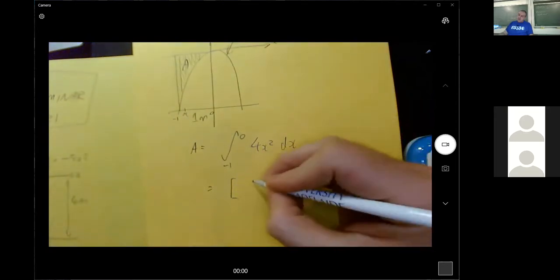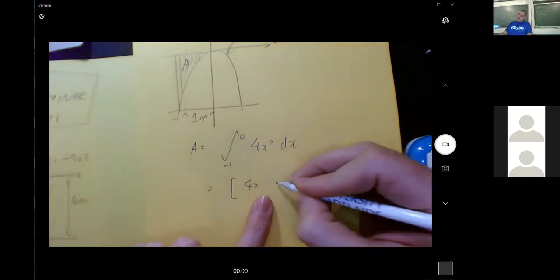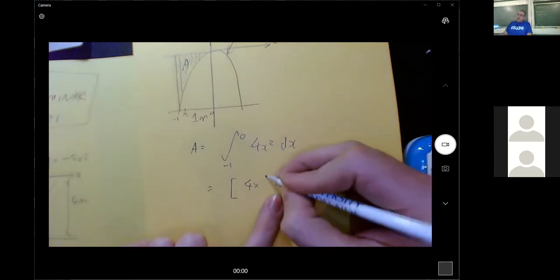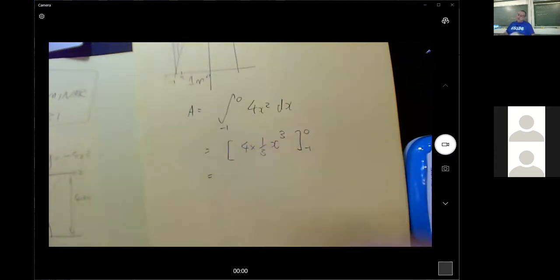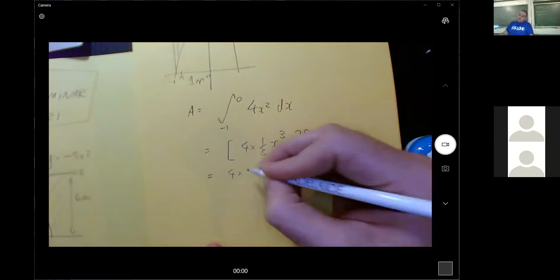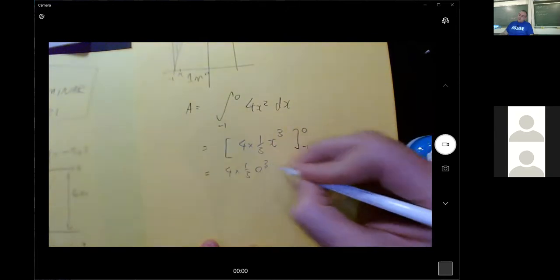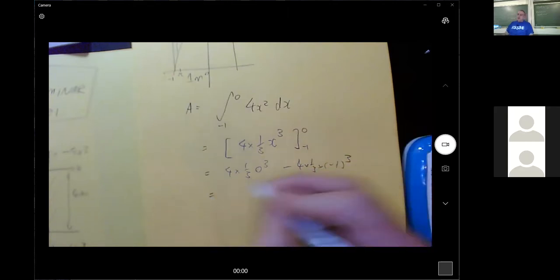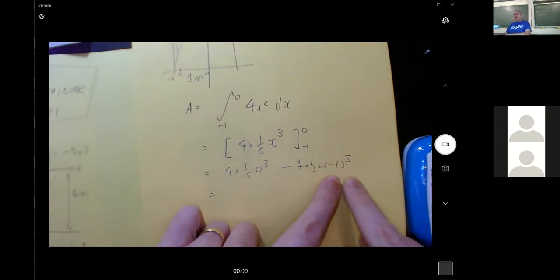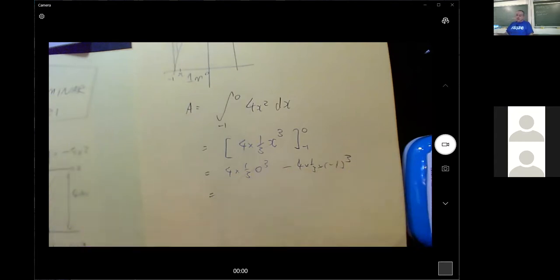And so let's see, the 4 is multiplied on, so it will still be multiplied on afterwards. The x squared will go up to x cubed, and I'll have to divide by the new power. And then I'll have 4 times a third times 0 cubed minus 4 times a third times minus 1 cubed. And minus 1 cubed is -1, and -1 times -1 is 1. And so I get 4/3 meters squared for that area. How was that?